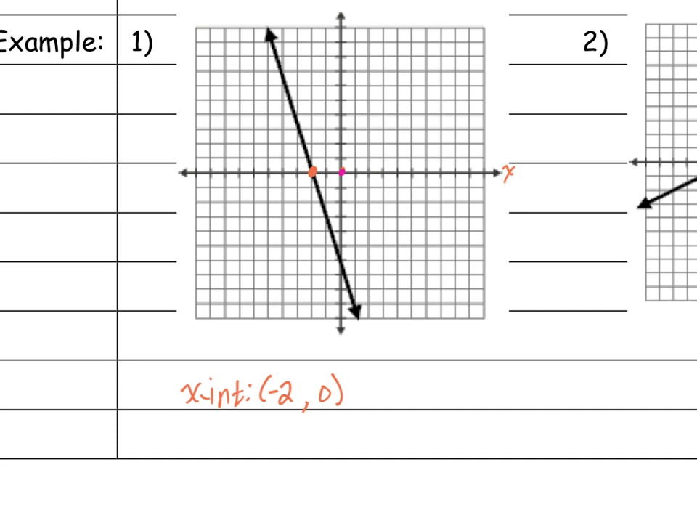And then I want to find the y-intercept. The y-intercept is of the form (0, something), and I'm going to look on my y-axis this time. My y-axis is the one that goes up and down. I go to where it crosses the y-axis. And where is that located? Anybody in the chat? Yes, Alexander.